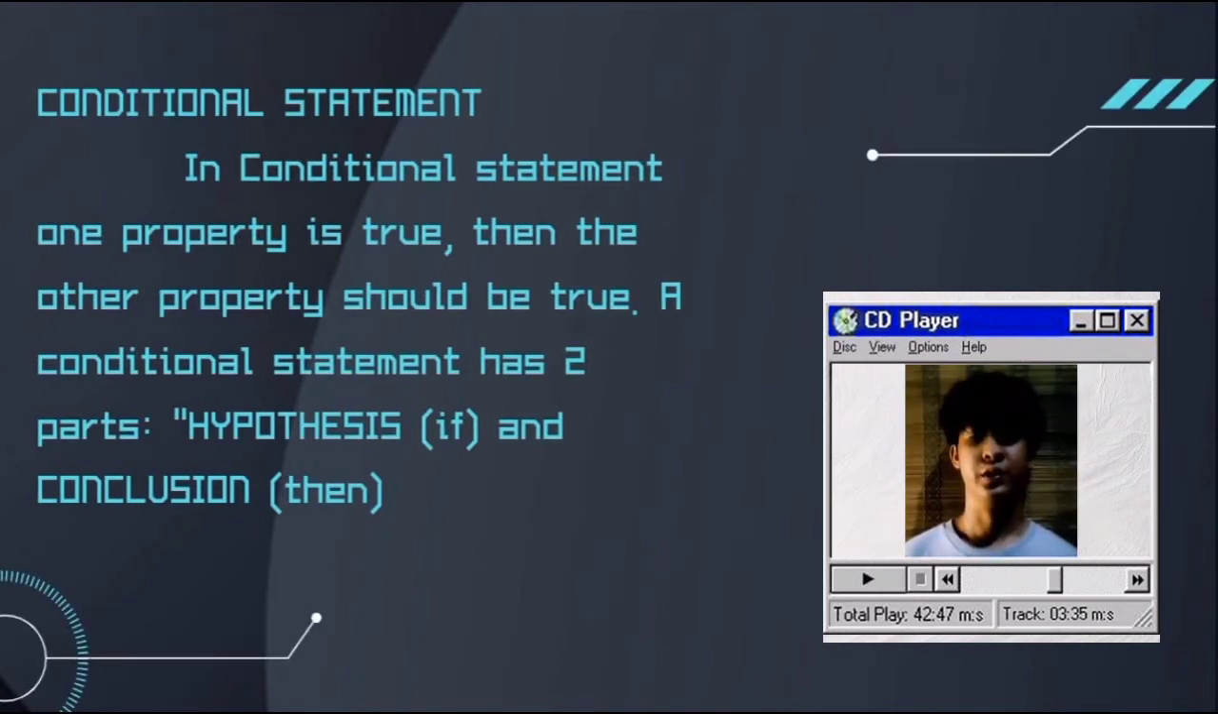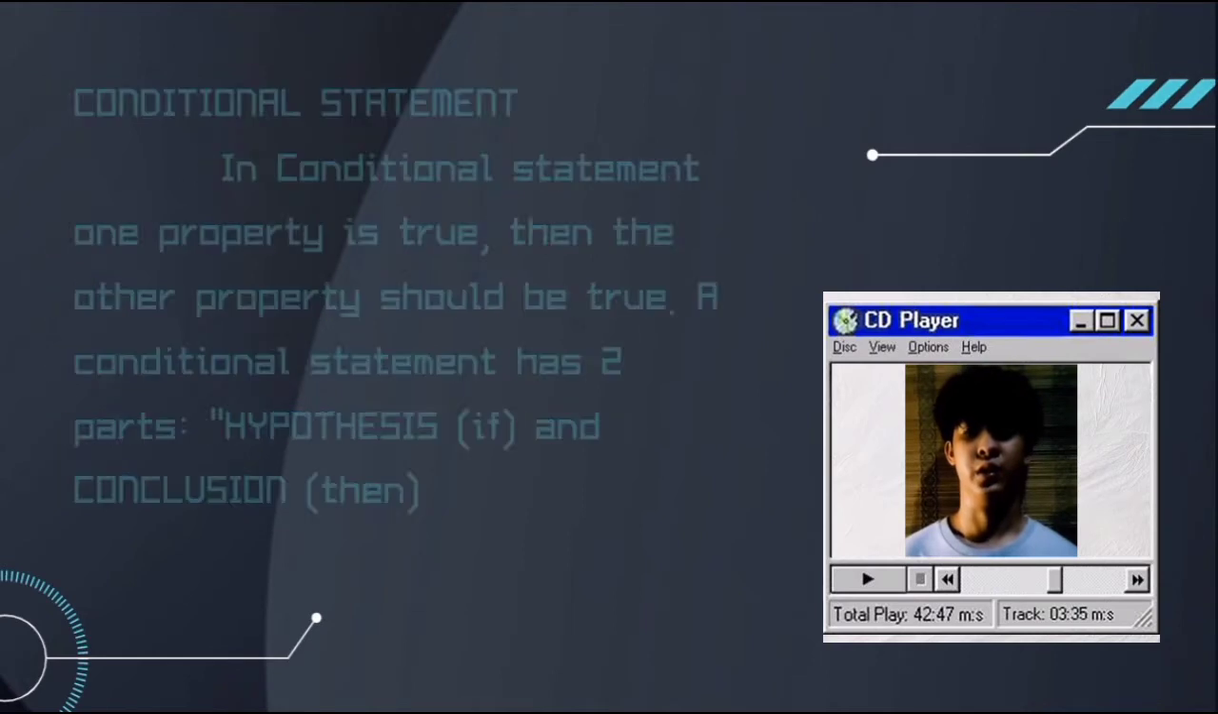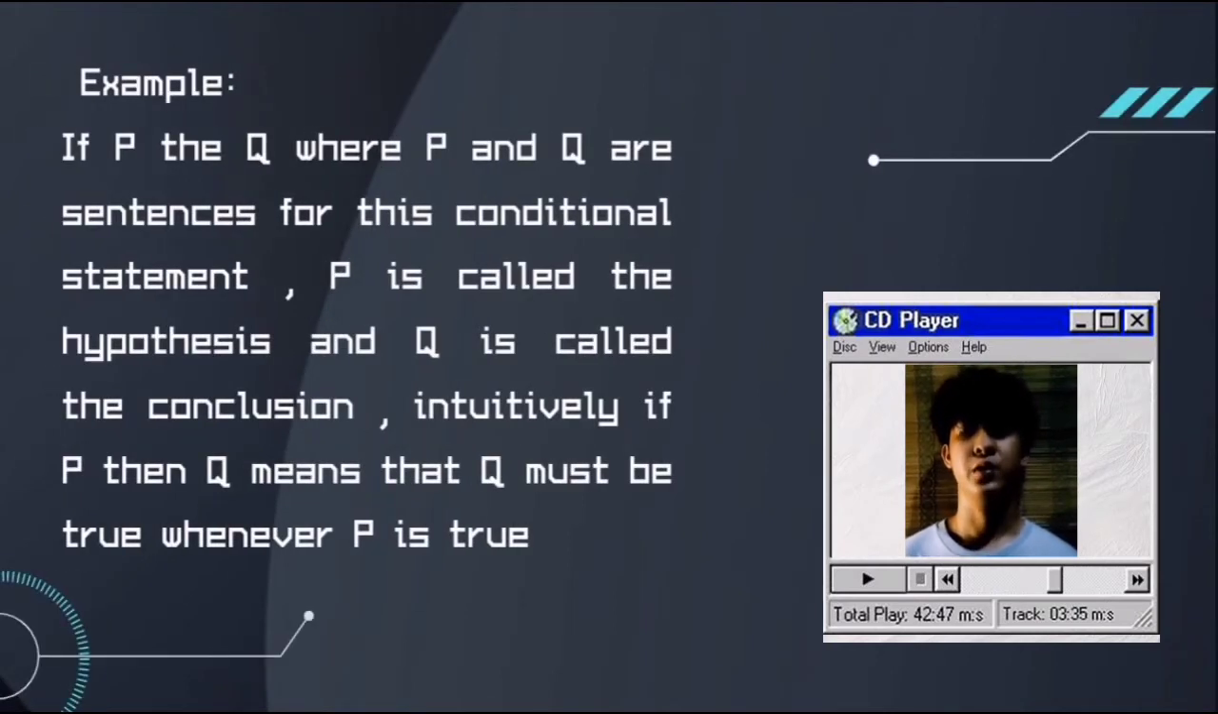The second part is the conditional statement. What is a conditional statement? In a conditional statement, if one property is true, the other property should be true. This statement has two parts. The first one is the hypothesis, the if, and the conclusion, the then. For example, if P then Q, where P and Q are sentences. For this conditional statement, P is called the hypothesis, and Q is called the conclusion. Intuitively, if P then Q means that Q must be true whenever P is true.